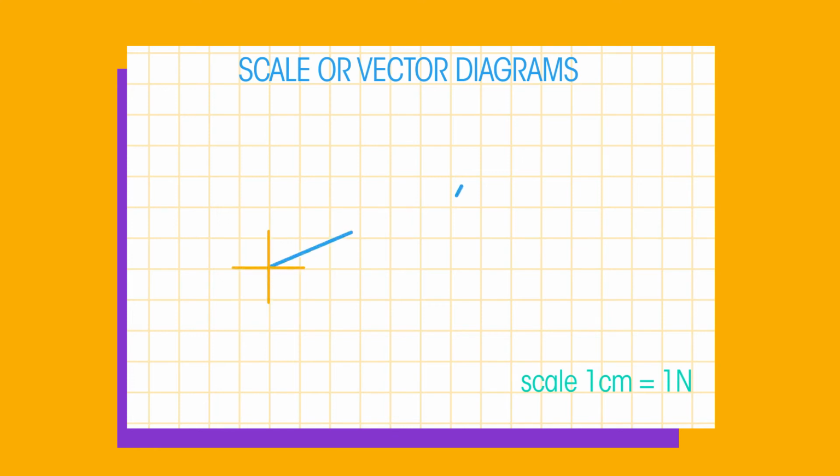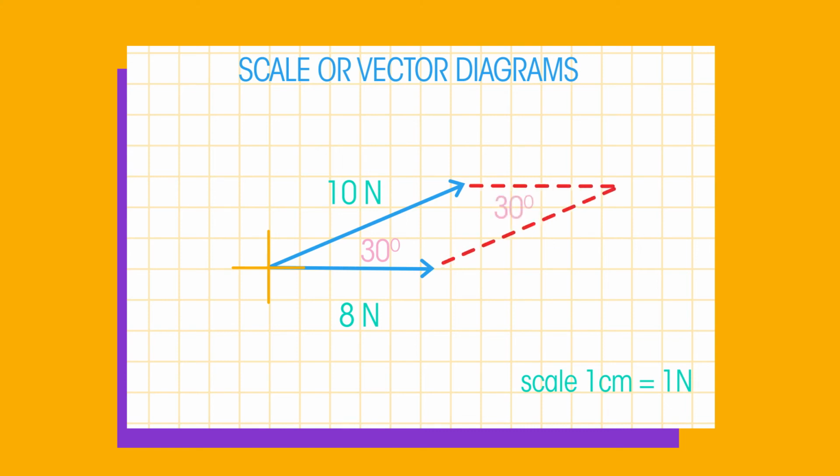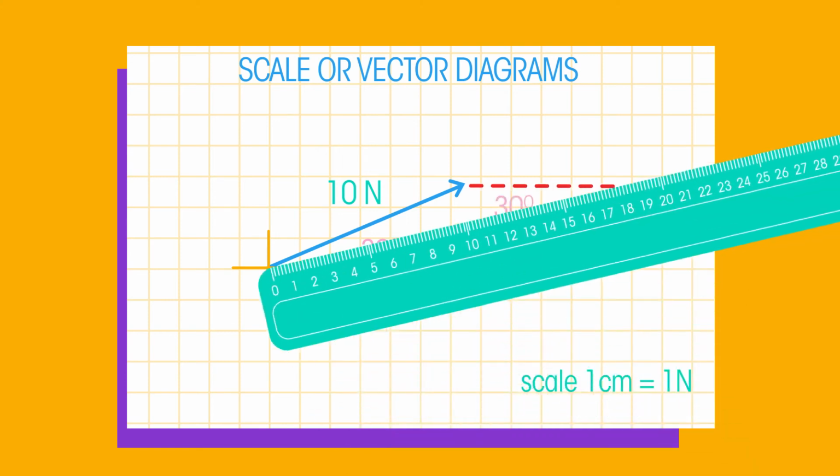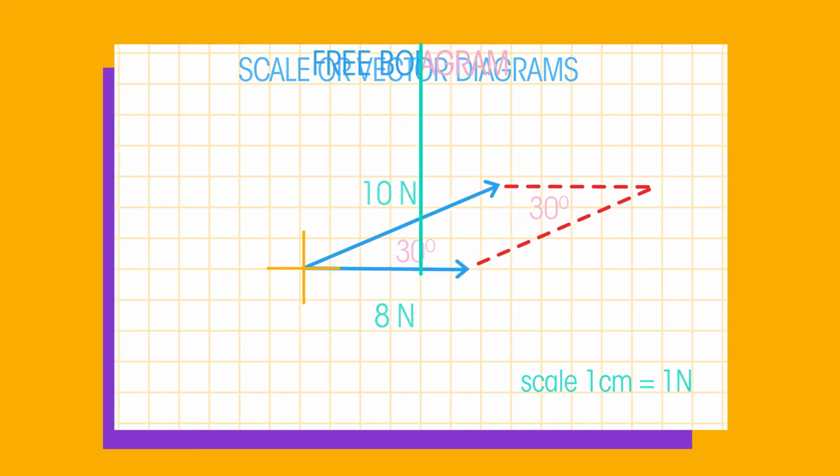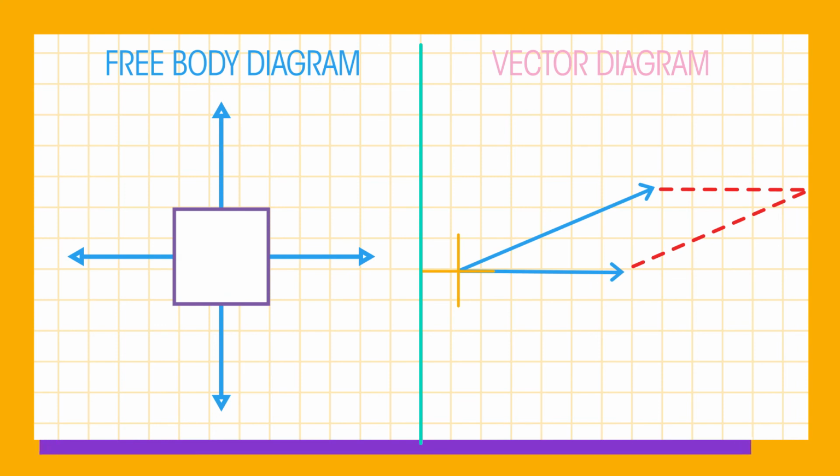Draw the first force. Step 2. Draw the second force at the correct angle. Step 3. Connect the lines by drawing a parallelogram. Step 4. Measure the line from the start to the opposite corner. Use your scale to work out the magnitude of the force. For example, 17 centimeters equals a resultant force of 17 newtons. So that's how we can use free body and vector diagrams to describe forces.